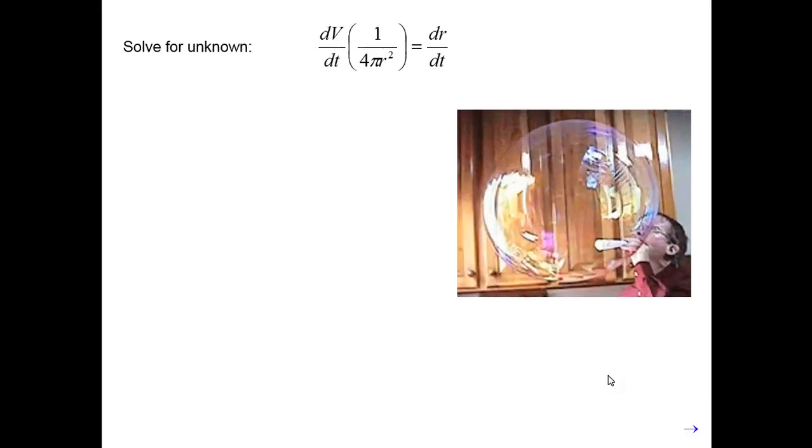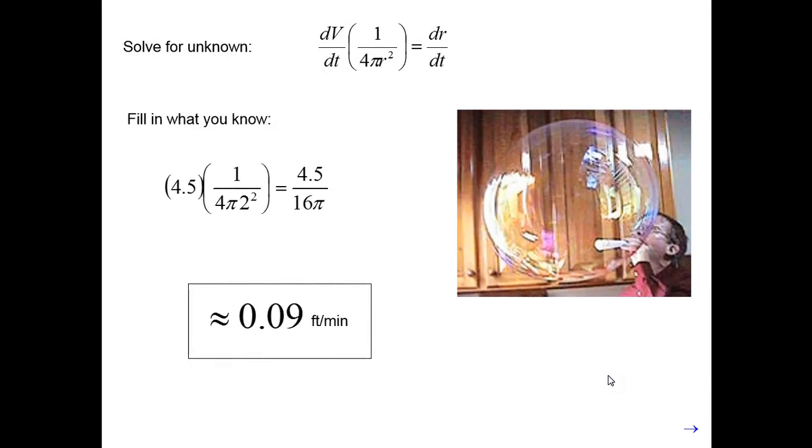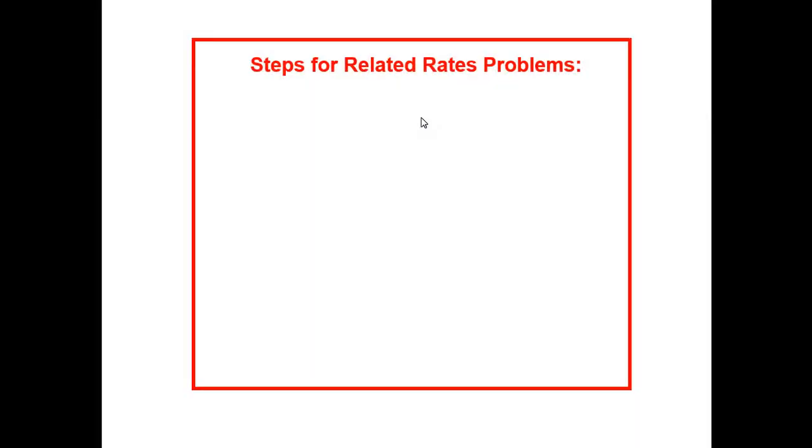So if we go back and solve for dr/dt, we get approximately 0.09. Use the correct unit. Since it was cubic feet, the radius would be feet per minute. The dr/dt is 0.09 feet per minute. I didn't show it all in the PowerPoint, but all I did was take that equation that we had for dV/dt, put in what I knew, and solve for dr/dt. So that's kind of the gist of how most of these problems are going to go.